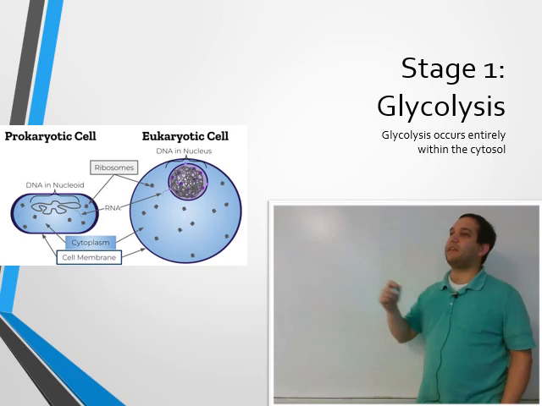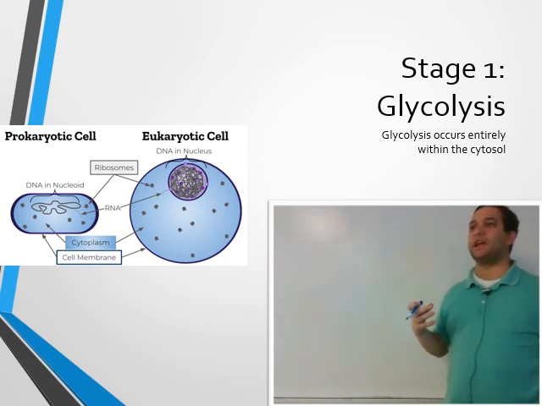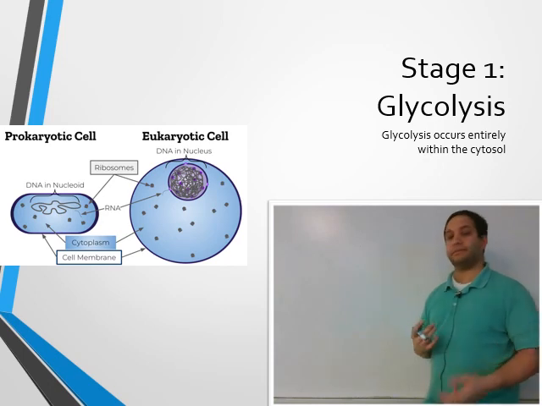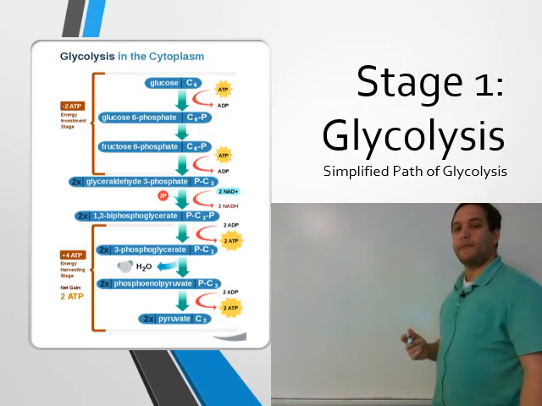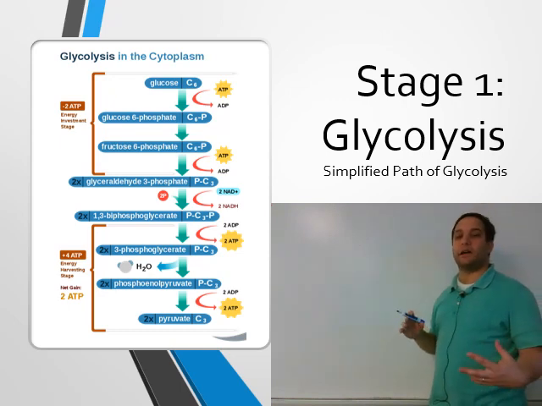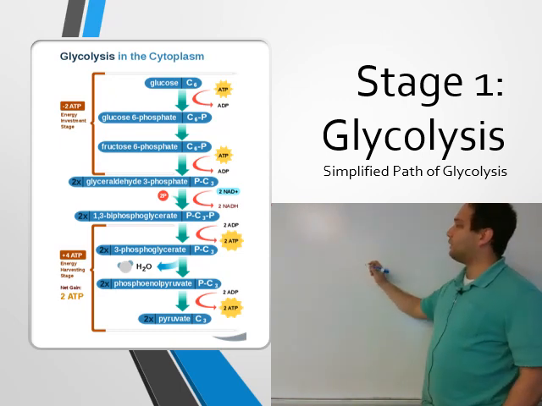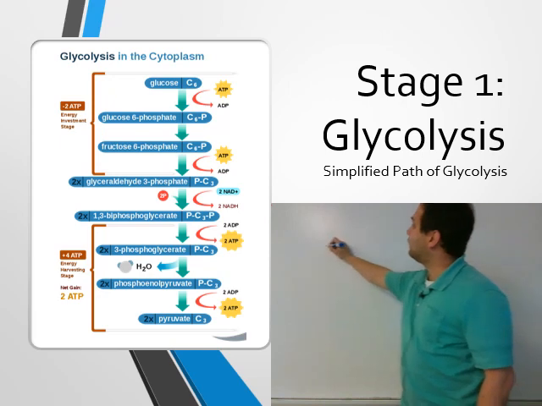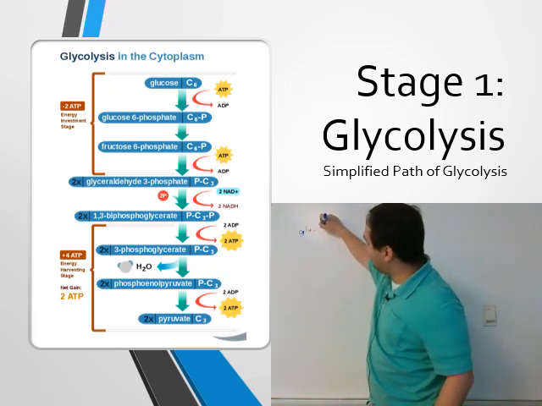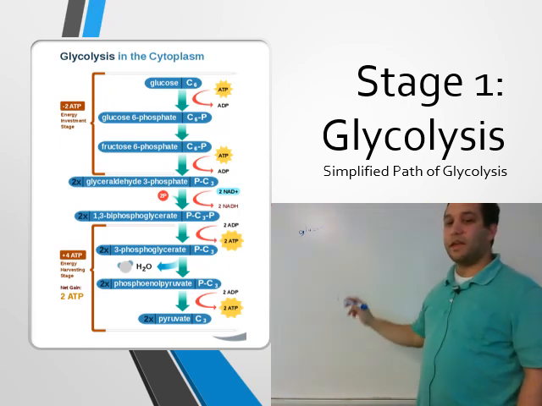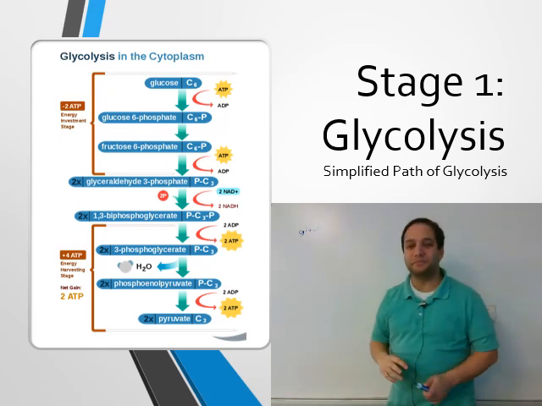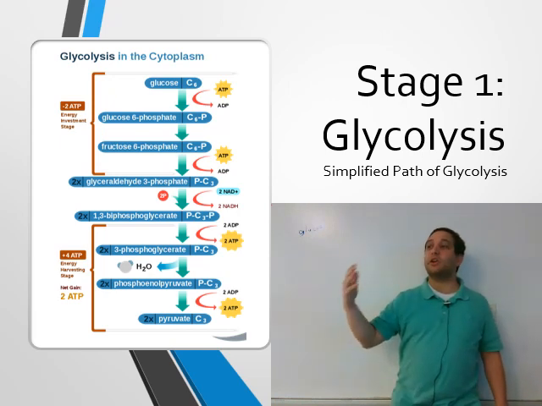Glycolysis occurs in the cytosol of the cell. It doesn't occur in any organelle. This means that even prokaryotes can undergo glycolysis. So here's what we're going to do. This is the simplified pathway of glycolysis. You start off with glucose.